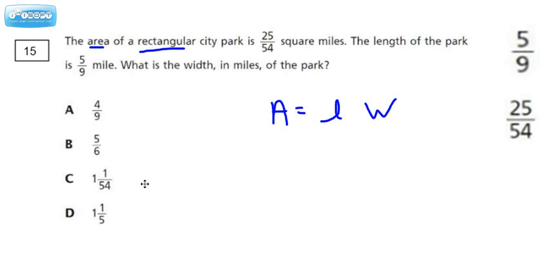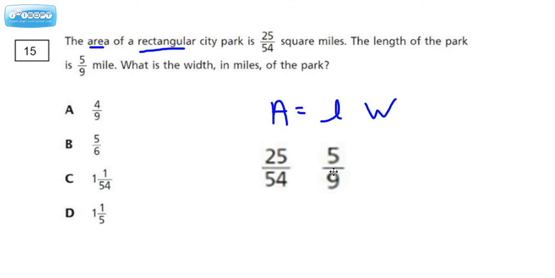Now let's substitute what we know. It says the area of the rectangle is this amount right here, so we're going to substitute that in for the letter A. And it says the length of the park is 5/9 of a mile. Let's substitute that in for the L. And we're basically solving for W.